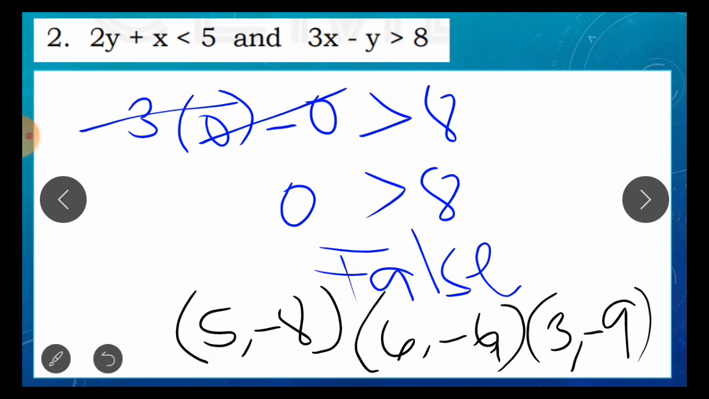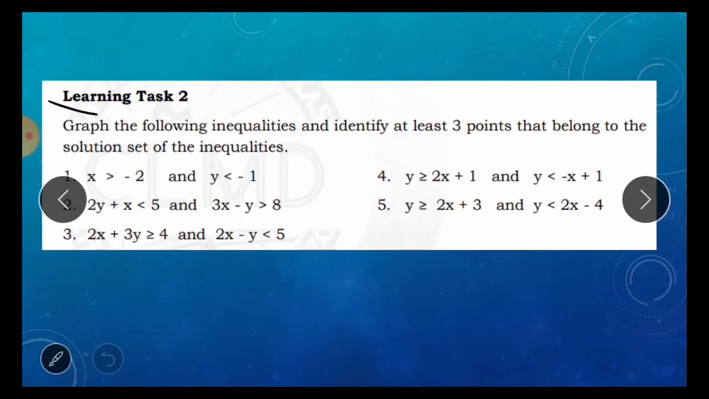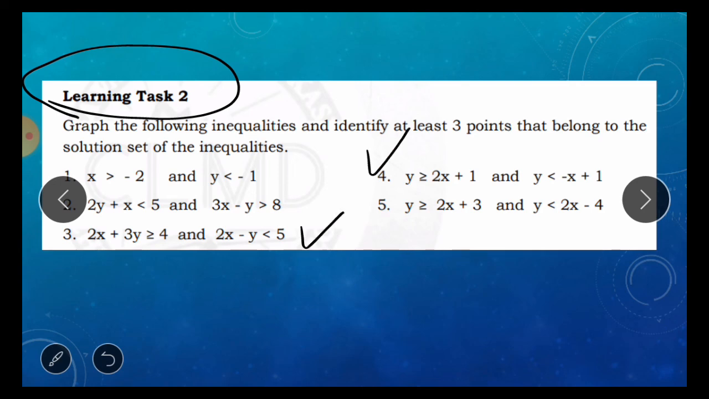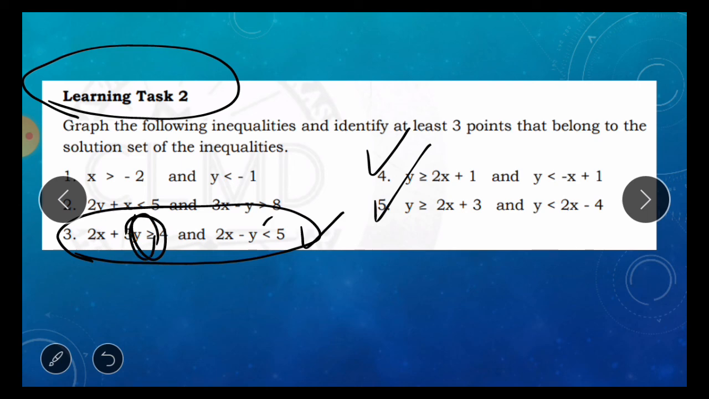So that's how to answer learning test number 2. You can do now learning test number 3, number 4, and number 5. Again, the first step, if you have this kind of problem, is to find the x and y intercepts, then graph. Take note of the given inequality. It's greater than or equal to, so you use a solid line for this one. You use a broken line for this one. Solid line, broken line, broken line.